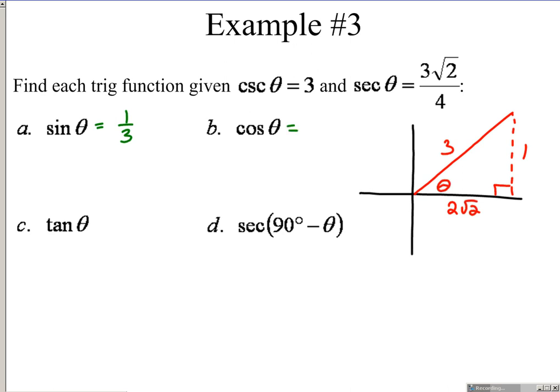Cosine, adjacent over hypotenuse, 2 root 2 over 3. Tangent, opposite over adjacent, and rationalize. When we rationalize this, we get root 2 over 4. Finally, secant of 90 minus theta, apply your cofunction identity. Secant of 90 minus theta is the same thing as finding the cosecant of theta. Cosecant of theta we were given is 3.